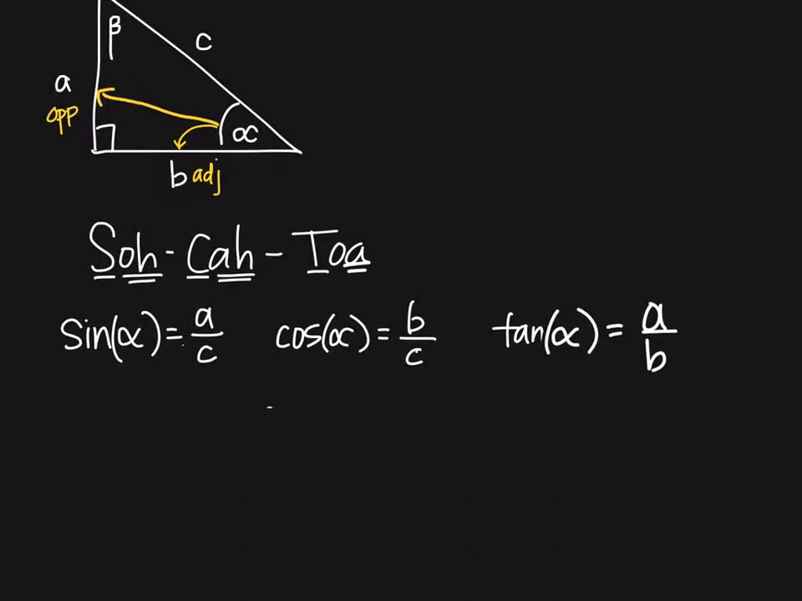Those are the big three. SOH CAH TOA stands for sine, cosine, tangent. Again, this should sort of be familiar because you did right triangle trig in geometry, but I know it's been a long time.